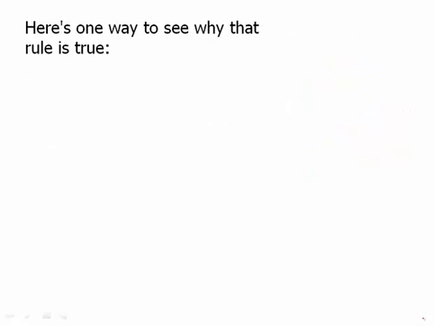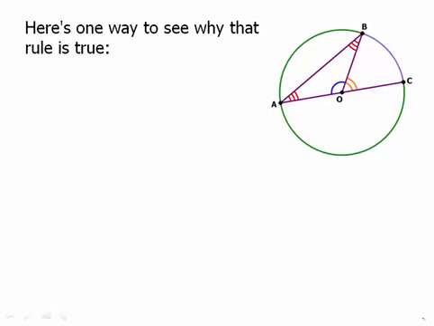Here's one way to see why that rule is true. Let's look at this diagram. Now, of course, in this diagram, the gold angle, BOC, is the central angle. And the red angle at A, BAC, that is the inscribed angle. And we'd like to figure out the relationship of that inscribed angle, that red angle, to the arc. Well, certainly the central angle equals the arc. That's easy. Okay, so the arc equals that gold central angle.